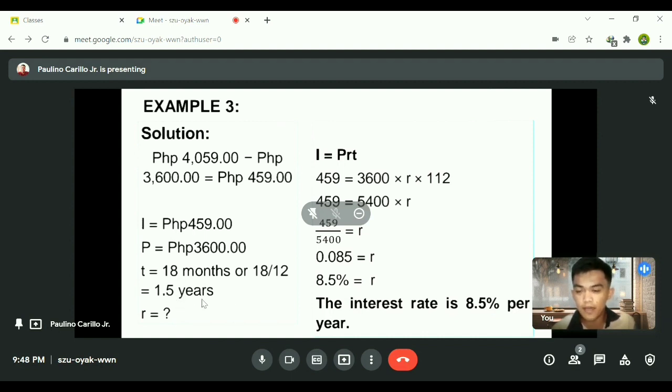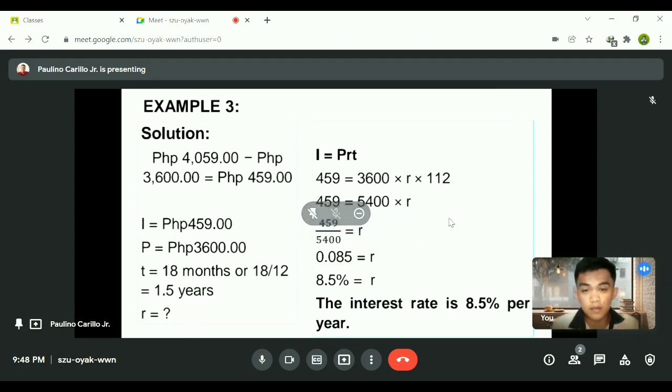And let's find the interest rate. Now recall the formula, I is equal to PRT. Distribute the given information in our formula. Okay, 3,600 times R times 1.5. This is 1.5, not 112. This is just an error.